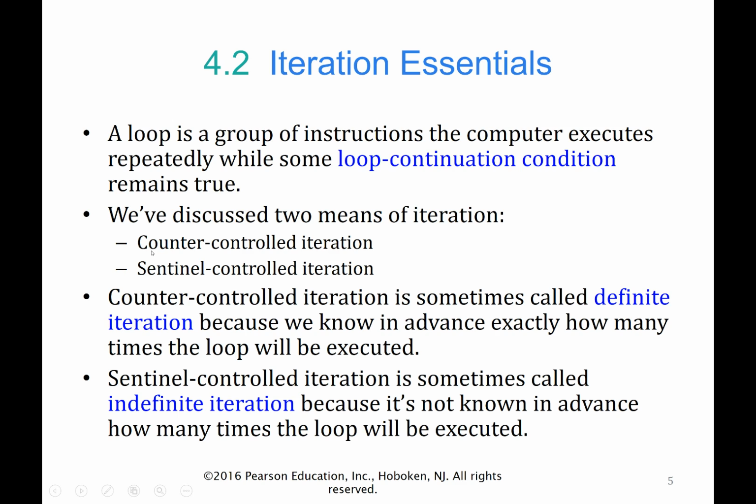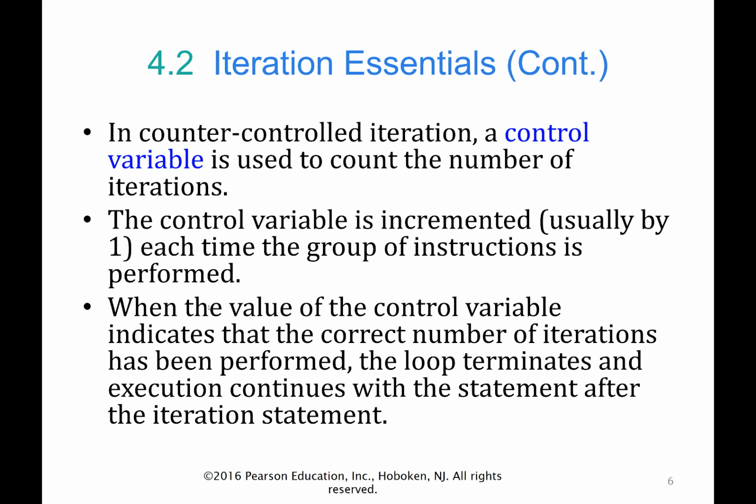If I want to do something 100 times, that's a counter. I'm going to use a counter. So these are two different types of loops. If I want to calculate student grades, and I don't know how many students are in the class, I would have a last student indicator. So in counter controls, we have a control variable.